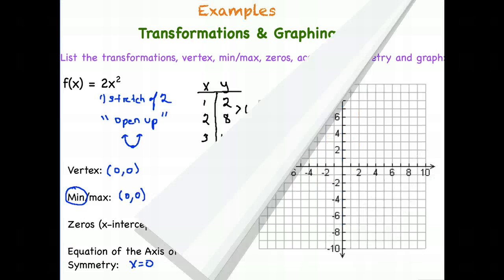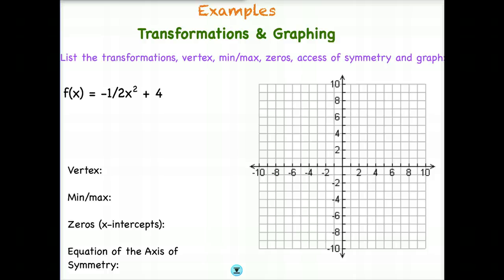Let's try a few more examples. So we'll move a little quicker now. We'll go ahead and list the transformations first. So the first transformation we have is a reflection, and I always go from left to right. It's just easier. So I have a reflection over the x-axis.